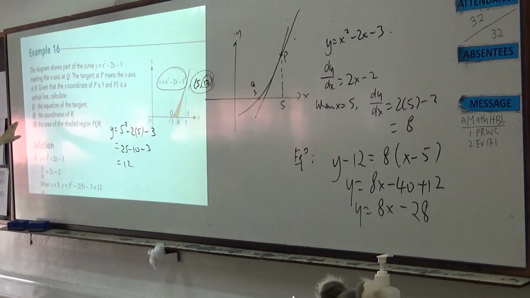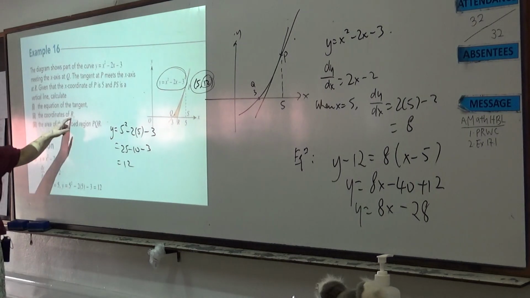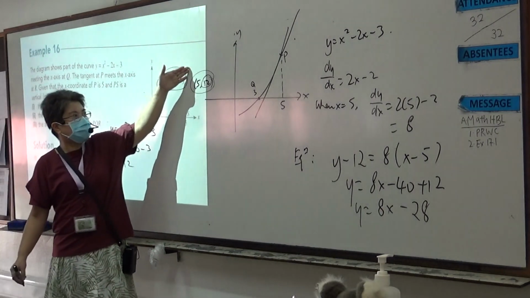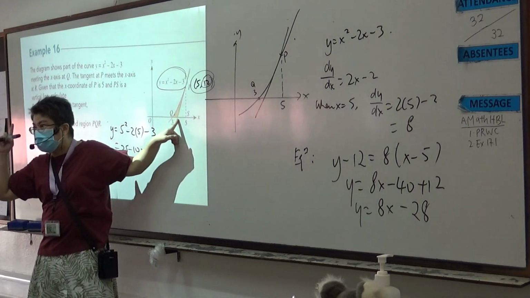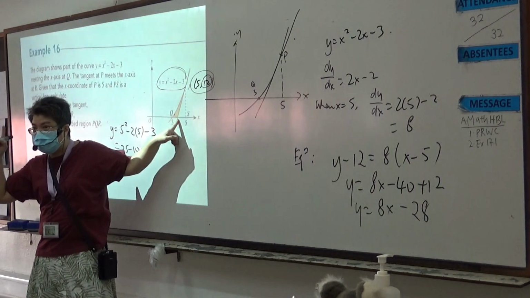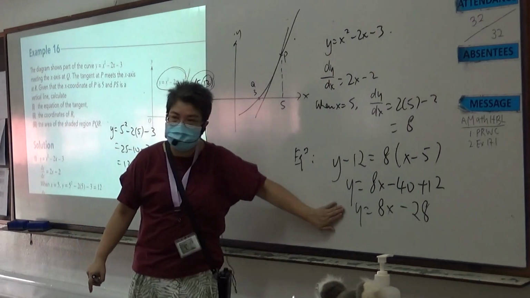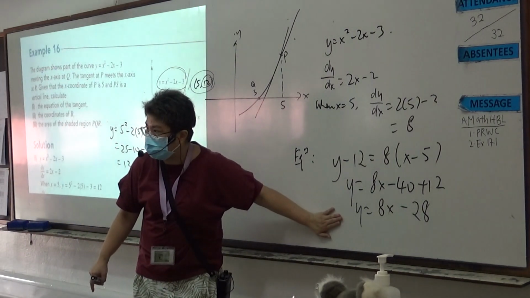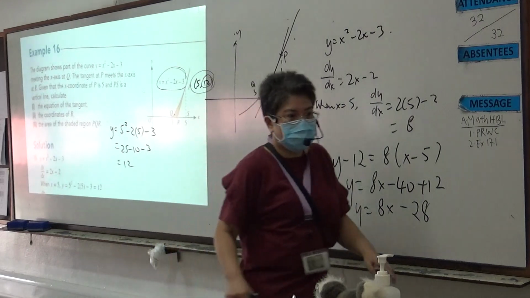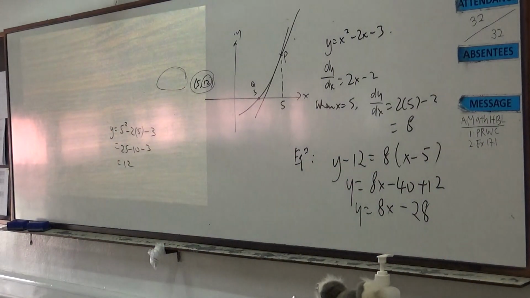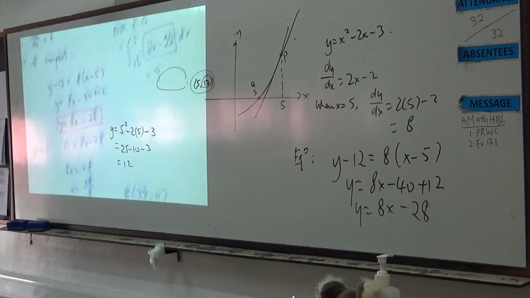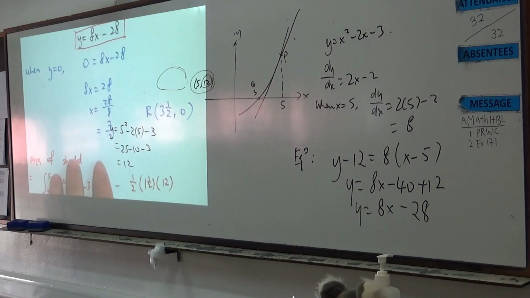Then let's take a look at the next part. The coordinates of R. That means when it cuts the x-axis, y is 0, right? Is y 0? So I put y as 0. I can calculate, right? Everybody okay? Alright, so what is it when y is 0? When y is 0, I will get this answer.